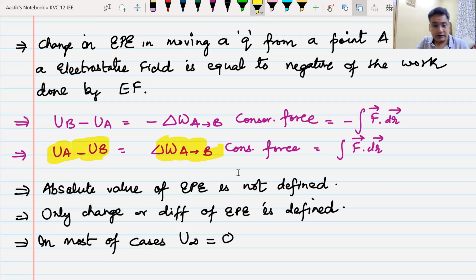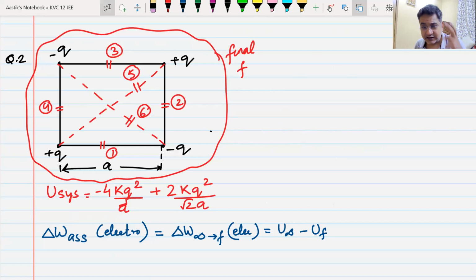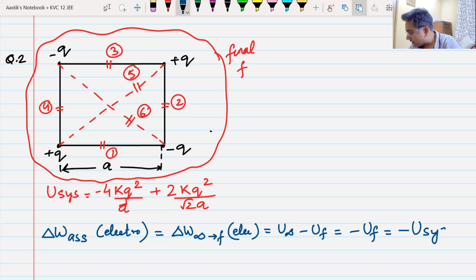And therefore, now remember, when the system is at infinity, the energy when all the charges are at infinite distance from each other is zero. So this work done by the electrostatic force in assembling this system is nothing but negative of U final, or you can say negative of U system. Do we understand this, or has this gone above our heads? Understood, sir. Everyone understands this?